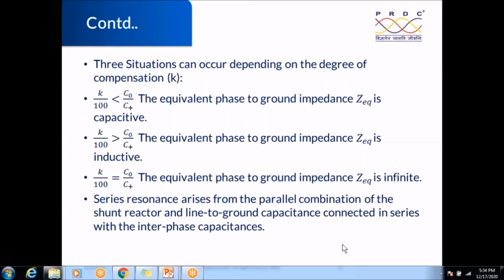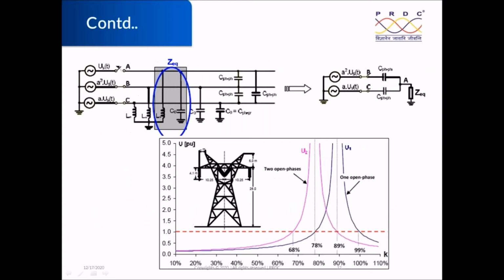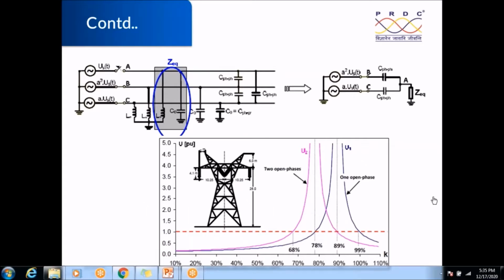Maybe, can you go to the next slide? Yeah. So you can look from here. This is the same diagram. When you open the single phase, phase A here, the Z equivalent is calculated here, and assuming your degree of compensation is more than that ratio C0 by C plus, this Z equivalent is nothing but an inductor. Okay, and you can see these sources are fed from the interphase capacitance values.